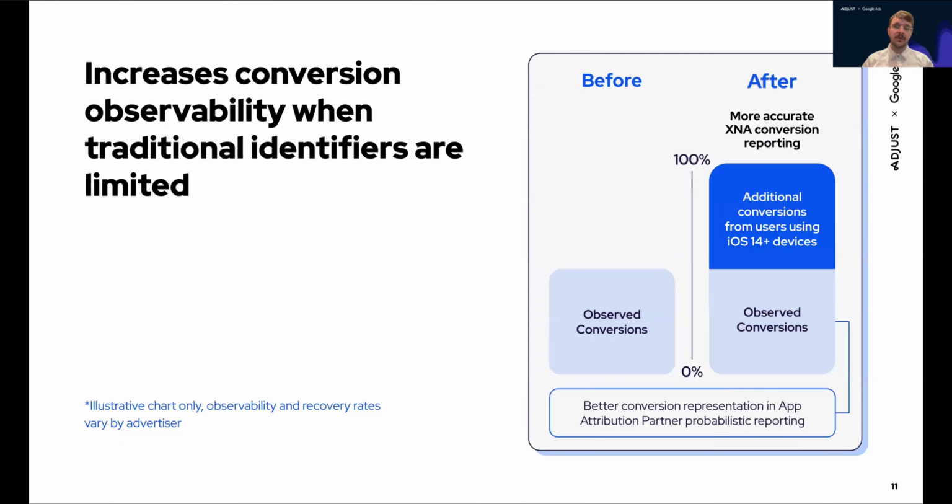Integrated conversion measurement, or ICM for short, works by increasing conversion observability and enabling better conversion representation in probabilistic reporting, right? That's when traditional identifiers are usually limited, and specifically on iOS. Advertisers like you will get improved reporting for app conversions from users using iOS 14 and later devices. With more accurate cross-network attribution conversion reporting, you will be able to make faster, more informed business decisions and ultimately improve your return on ad spend.